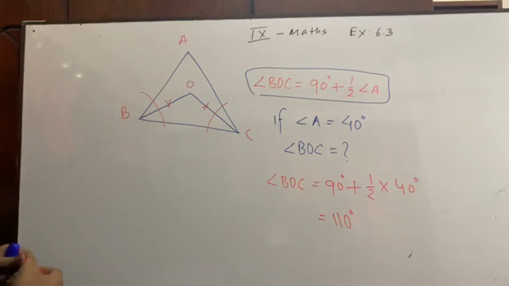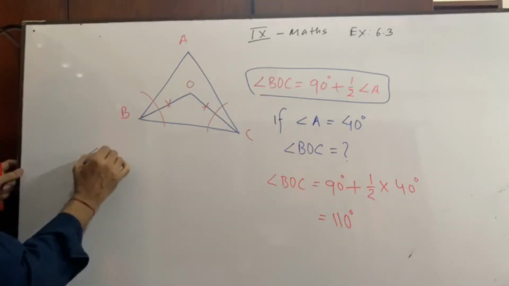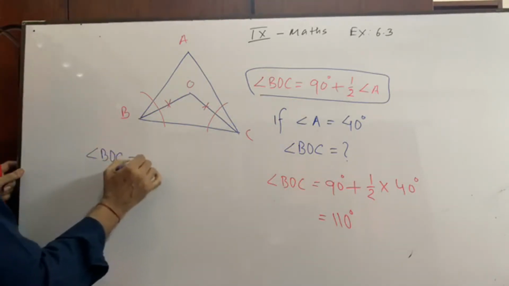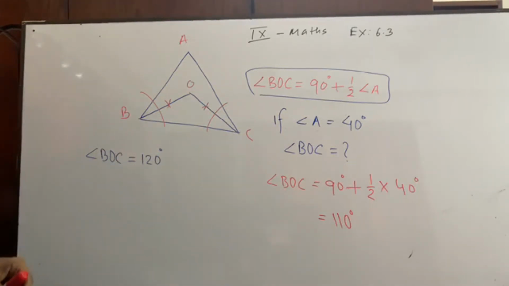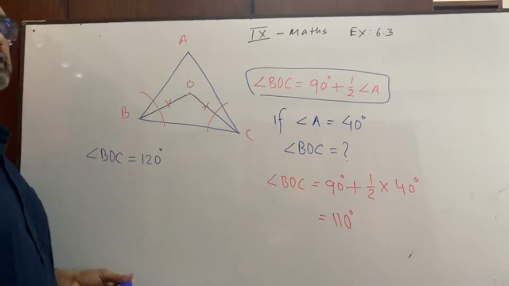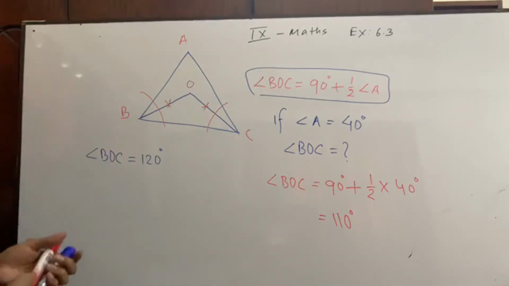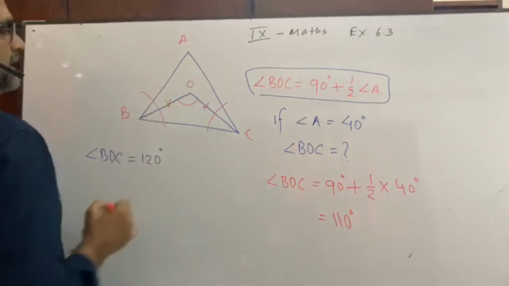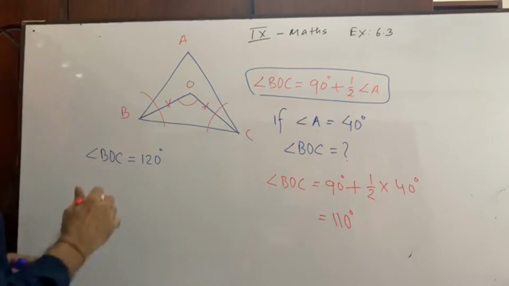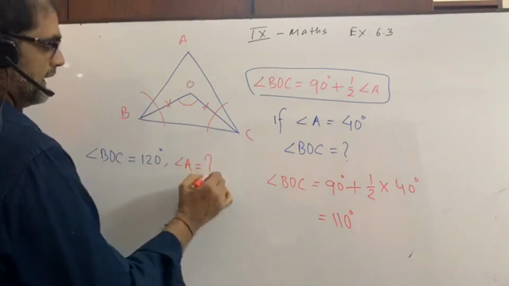Or this math can be given in this way. Suppose you are given angle BOC equals 120 degrees. It is given in this question. This question can be given in the exam for 2 marks. Okay, angle BOC is given as 120 degrees. Now the question is, what is the measurement of angle A? Angle A equals what?